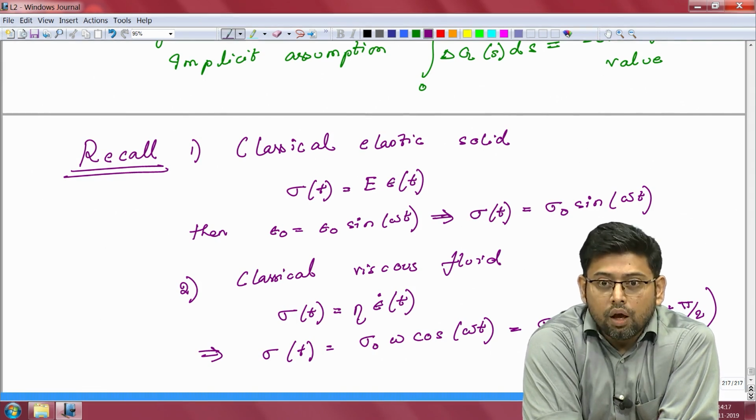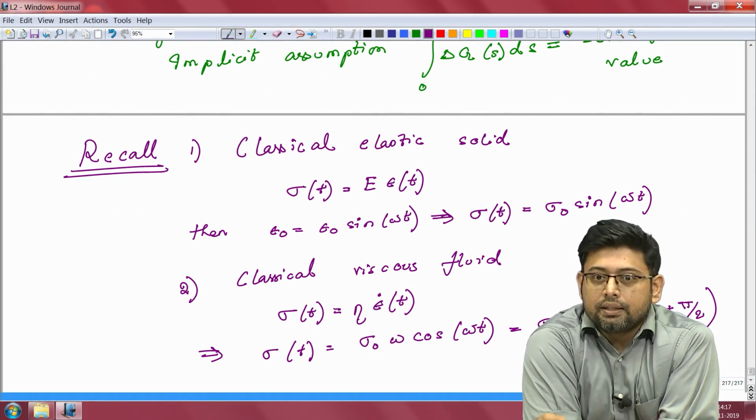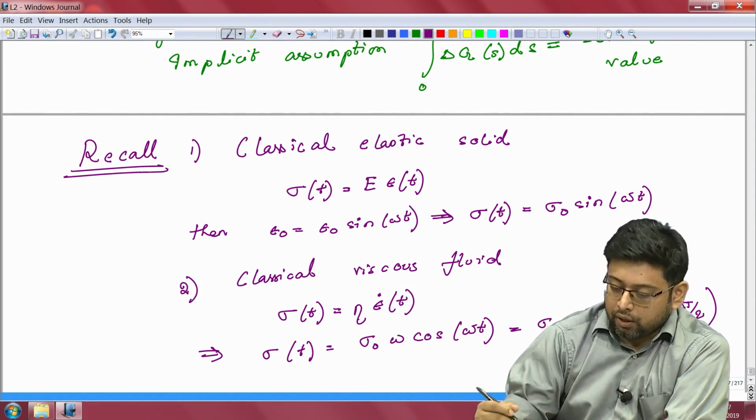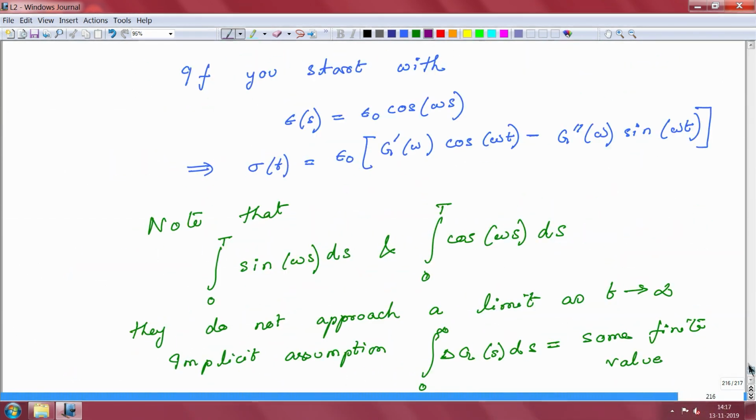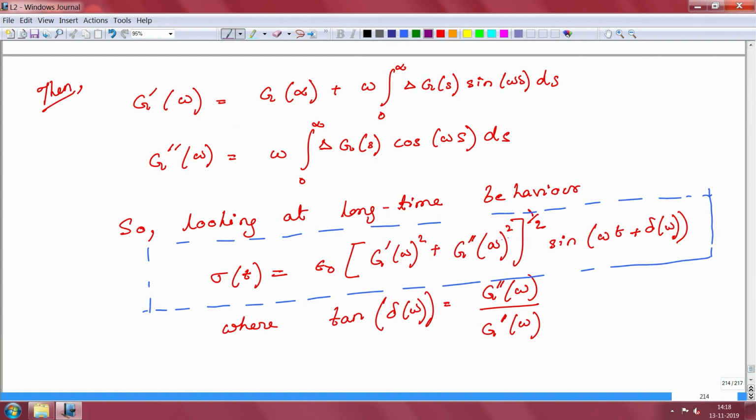But when we did this calculation for a viscoelastic body, the stress is some amplitude multiplied by another sine function, but this time the phase difference is not pi by 2. This phase difference obviously depends on the ratio of g double dash and g dash, but it is no longer pi by 2. So you end up with a different phase lag between the input and the output.